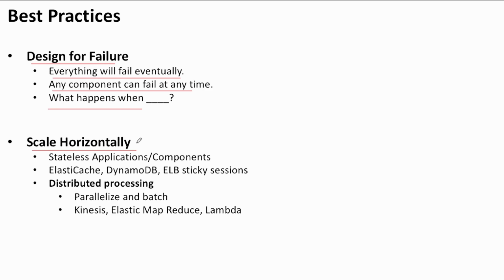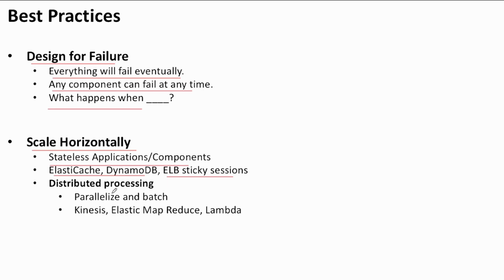We need to start scaling horizontally. We need to write our applications to be distributed. And so that means that our applications and our components should be stateless. If we do have an application that requires state, we should not be storing that state locally, but we should use things like Elasticache or DynamoDB. If we need to, we could rely on ELB sticky sessions as a way to help get our application migrated, but we should work to remove the need for that. So again, our systems should be distributed and stateless.